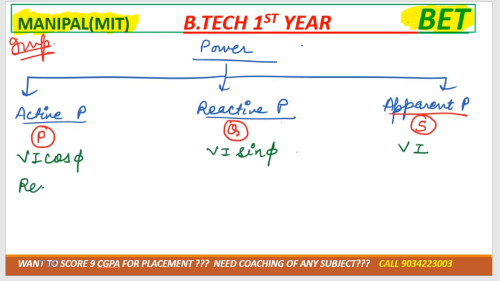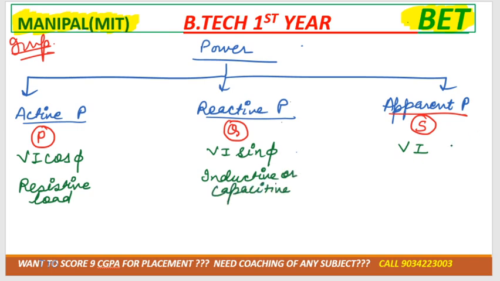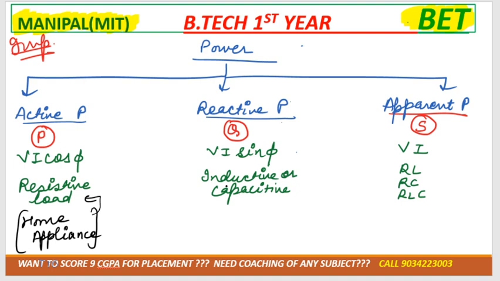Active power is used where we are using resistive load. Reactive power is used where we are using inductive or capacitive load. Apparent power is used where we are using RL, RC or RLC load. Now the question is, where are we using resistive load? In our home appliances. Bulb, fan, AC, all these are home appliances and are based on resistive load. Where we are using inductive or capacitive load, mainly motors, or you can say in industries.